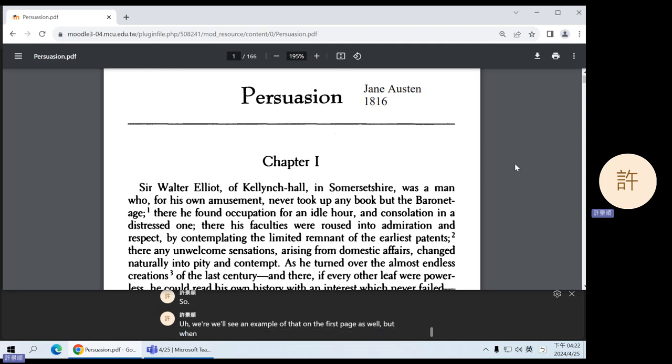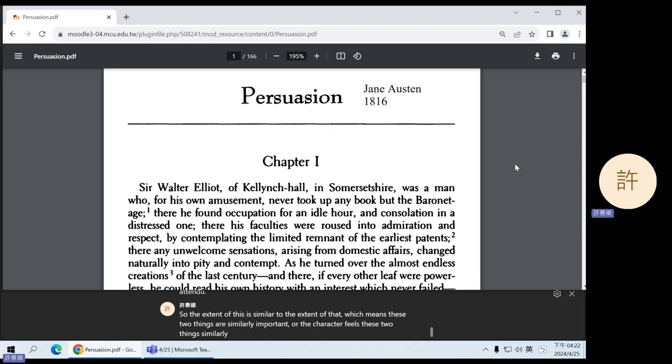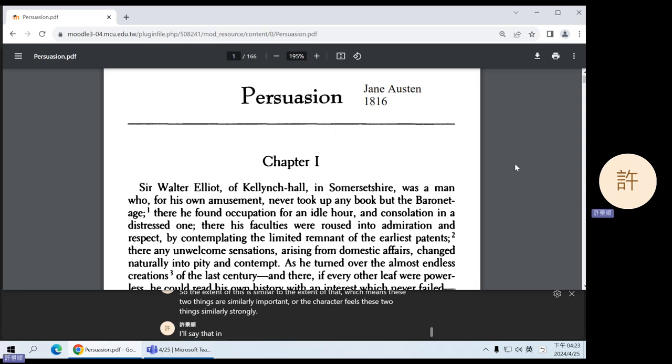But when you see this kind of sentence, comparing two very different things, please remember that it is comparing the extent or degree. 那个程度. So the extent of this is similar to the extent of that, which means these two things are similarly important, or the character feels these two things similarly strongly. I'll say that in Chinese. 因为有些句子会比较两个截然不同不能比较的东西，这个时候你要记得它比较的是两个东西的程度，这个的程度跟那个的程度一样高，这个的程度跟那个程度一样深。 That's the logic behind these kinds of sentences.